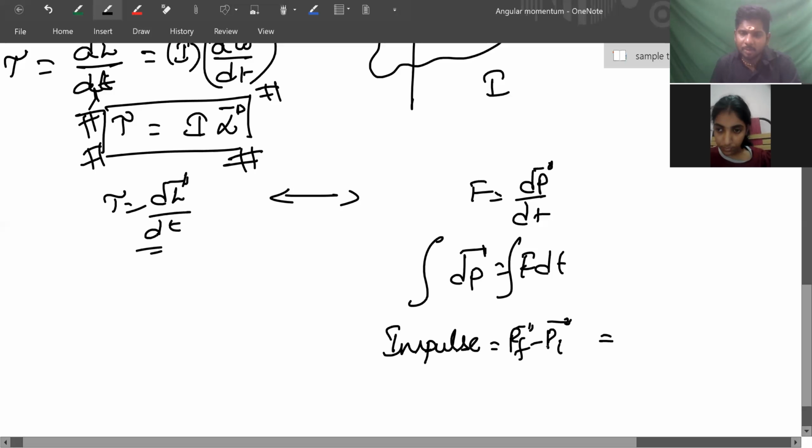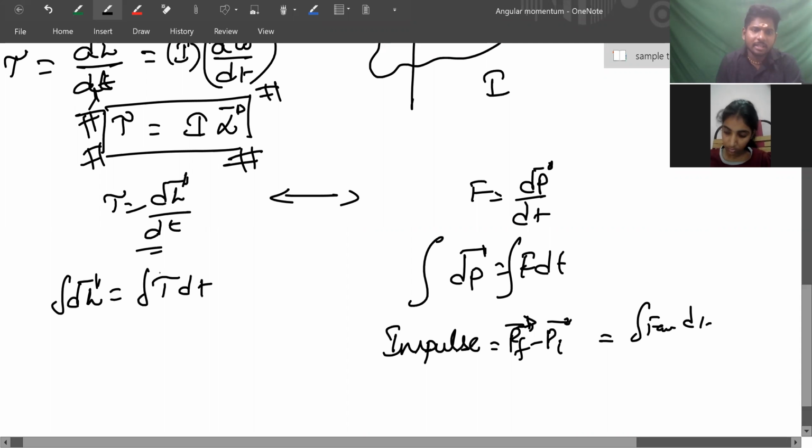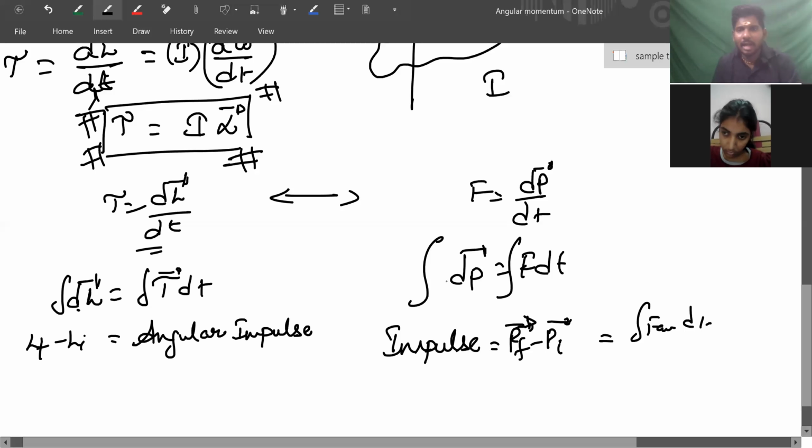Impulse is equal to p final vector minus p initial vector. So dp is p final minus p initial, that is equal to impulse, that is equal to integral of F average into dt. Similarly, here integral dL is equal to tau dt. So this will give you angular impulse. L final minus L initial, or integral tau dt, will give you angular impulse.